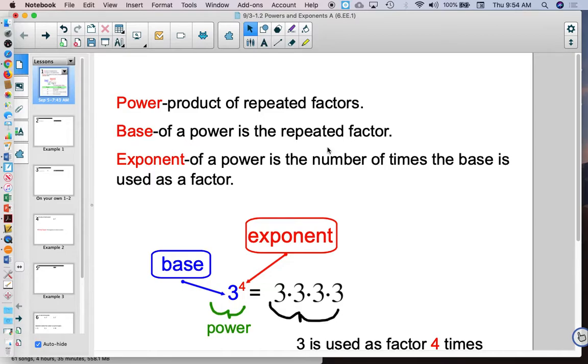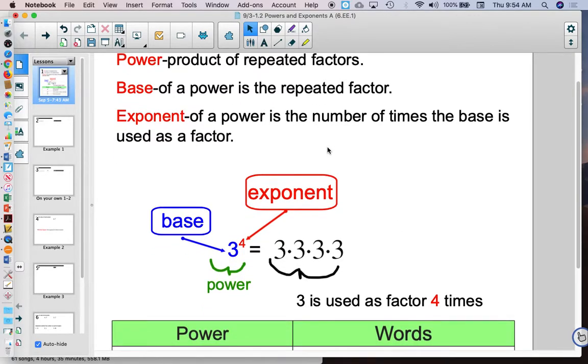Okay, so take a look. This is basically what we've been talking about. We talked about power, base, and exponent. Here we see it as an example altogether. Just so we know again. Now, the power 3 to the exponent of 4 doesn't say 3 times 4. It says 3 times 3 times 3 times 3. Okay?